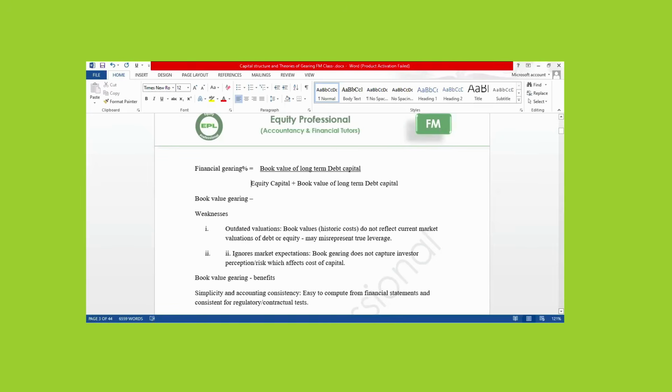If you check November diet 2025, this question was tested. The examiner says, calculate financial gearing using the book value approach and the market value approach, stating the limitation and benefits of each method. This was tested for 20 marks.